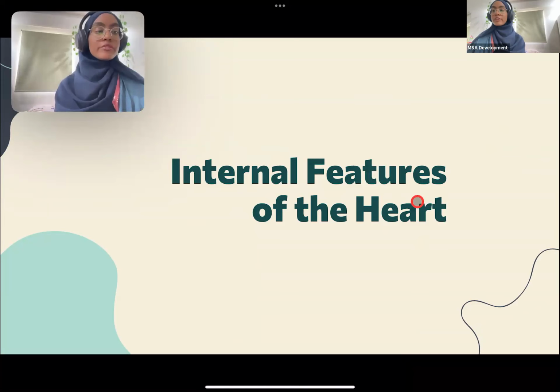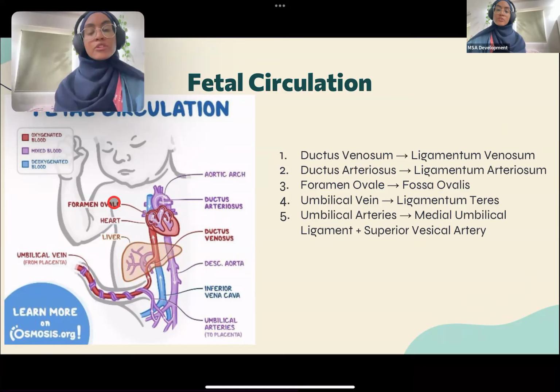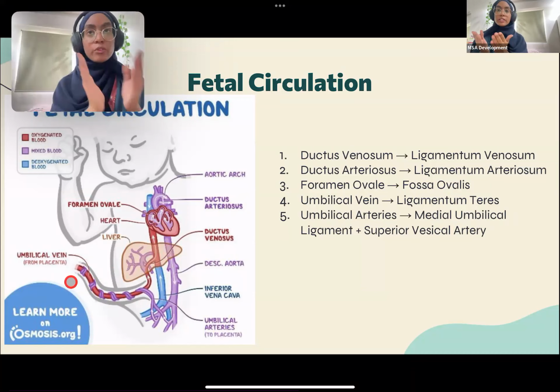Next, internal features of the heart. Right. We'll start by discussing the fetal circulation. So, the blood, oxygenated blood, comes through the umbilical vein. Right? Now, I forgot to mention this earlier. It's basically all arteries carry oxygenated blood except we have two exceptions. Okay, the first one is the pulmonary trunk. So the pulmonary trunk or the pulmonary artery takes the blood from the right ventricle to the lungs to get oxygenated.